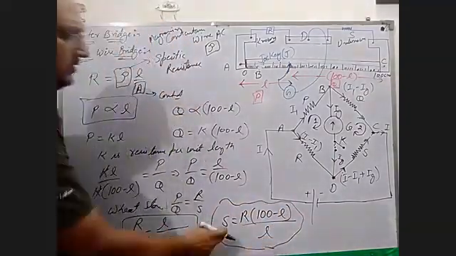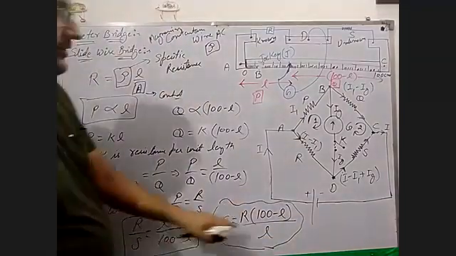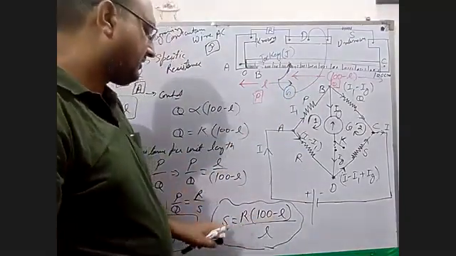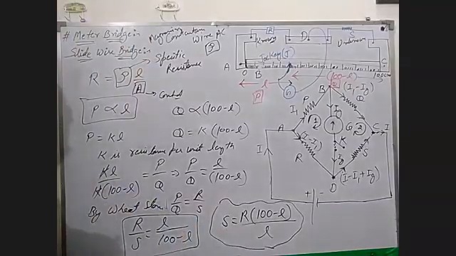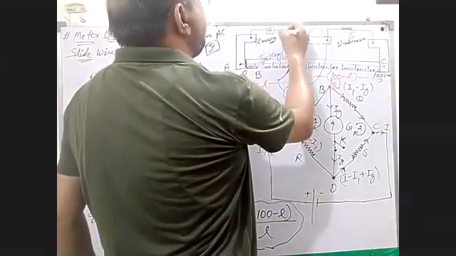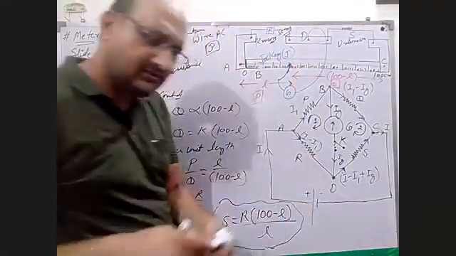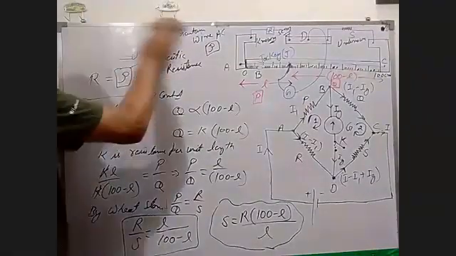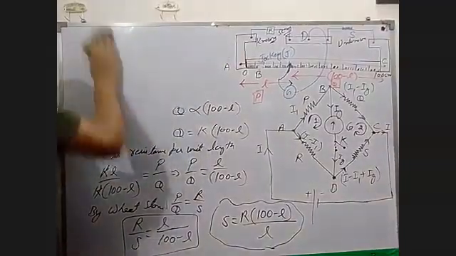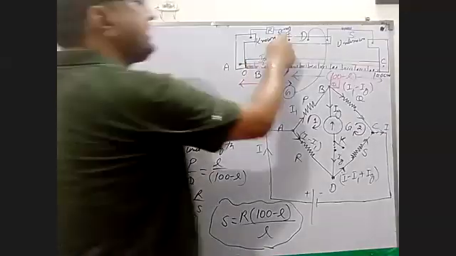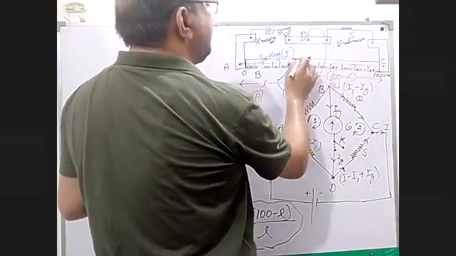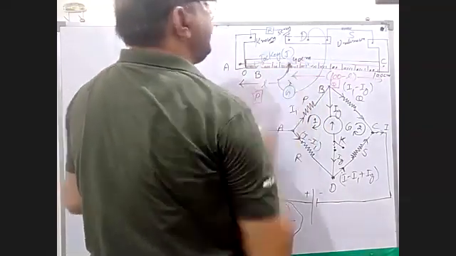In this, S is unknown and R is known. If you have the value of L, you can take 100 minus L, and the value of S can be calculated easily. Okay, suppose this resistance R is 5 ohm. Take a numerical of this. Suppose this R is 5, this is unknown, and this jockey gives no deflection at 40 centimeter from A.